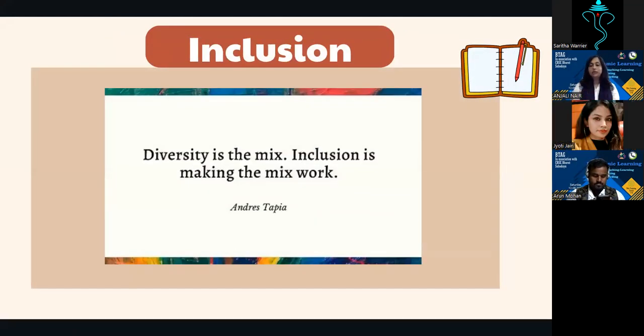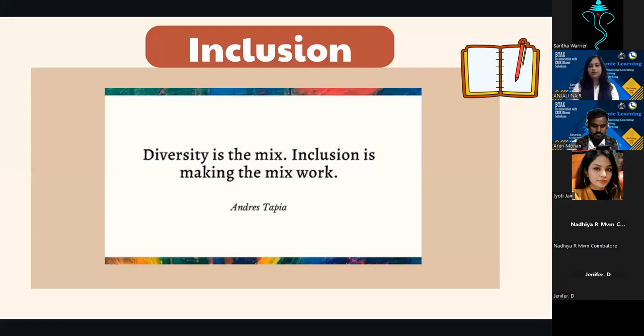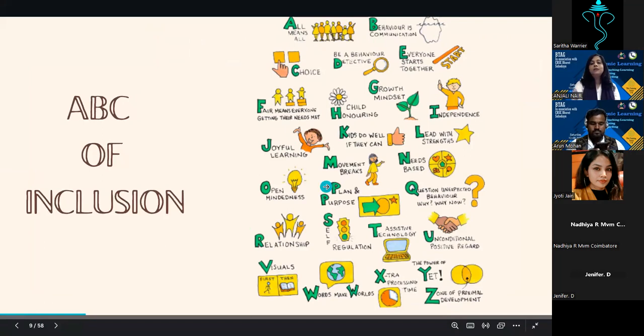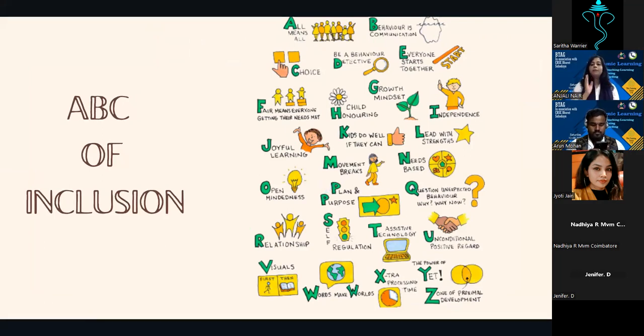So what is inclusion? As we all are aware, that diversity is the mix, and we have a diverse classroom. We have diversity in each classroom, and inclusion is making the mix work. Inclusion helps us to make the diversity in the classroom work. So now we're going to see stepwise how we are going to do that. The most important thing for any teacher is the ABC of inclusion. This is the ABC of inclusion for every educator. Every educator should know the basics of inclusion. So now, as you can see in the image, I'm going one by one.